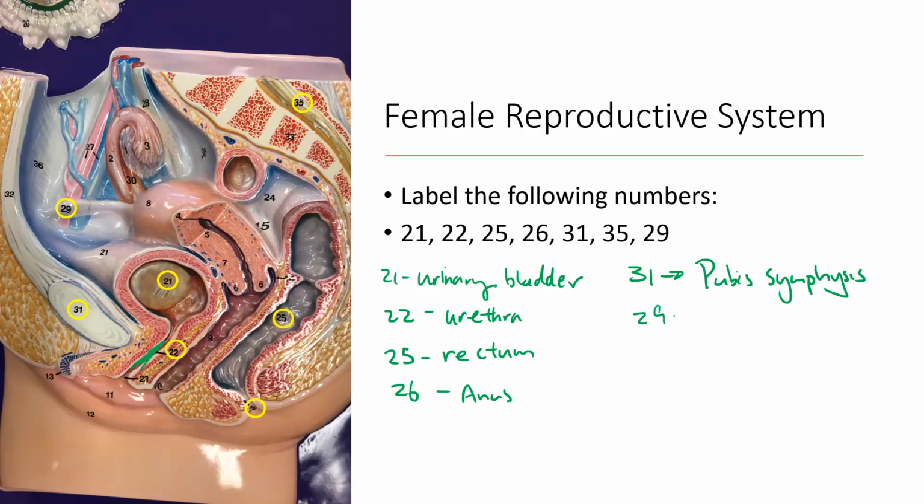29 is the round ligament. As the baby grows in the uterus, it gets heavier and heavier, so the round ligament holds the uterus in place so it doesn't descend or fall down. 35 is just the spinal cord. And I think that's it. That's it for all the slides.